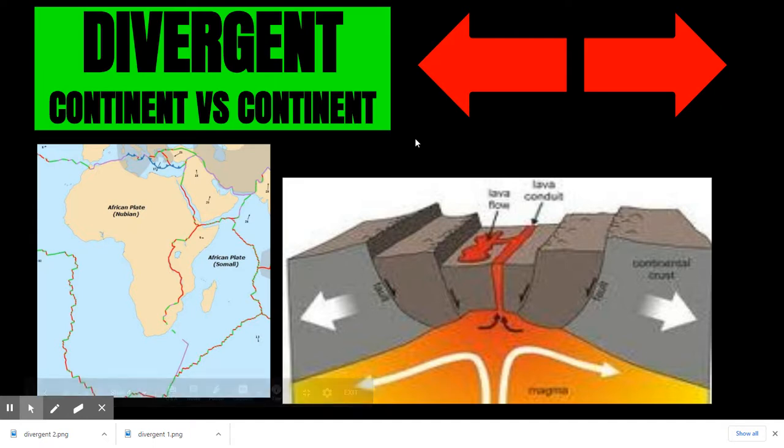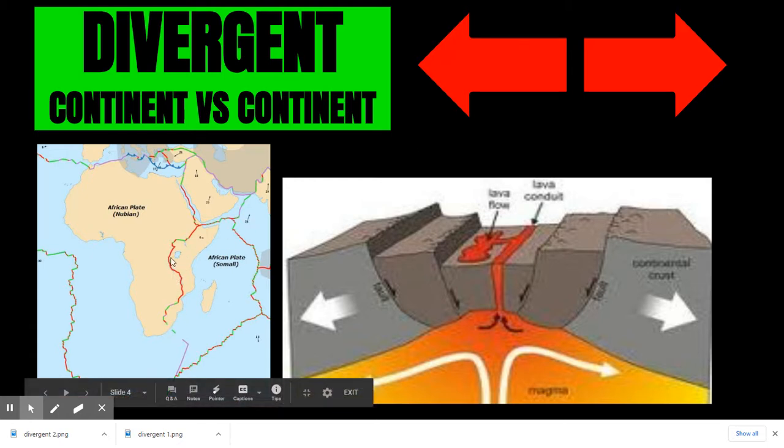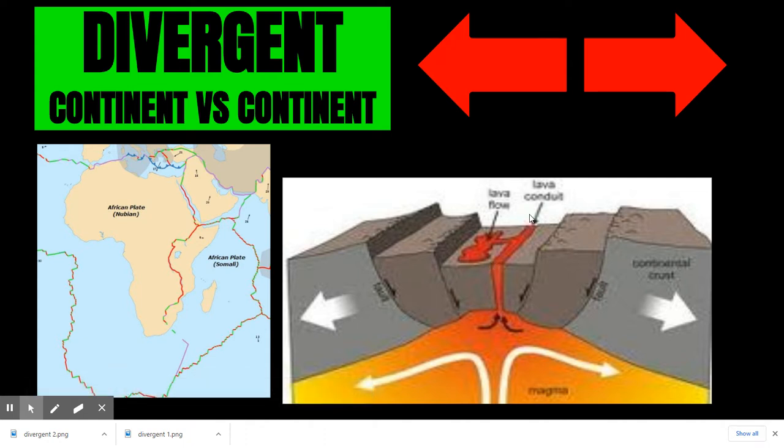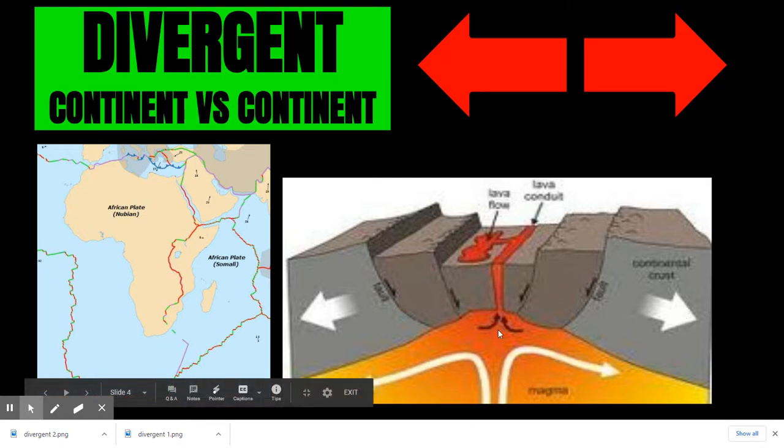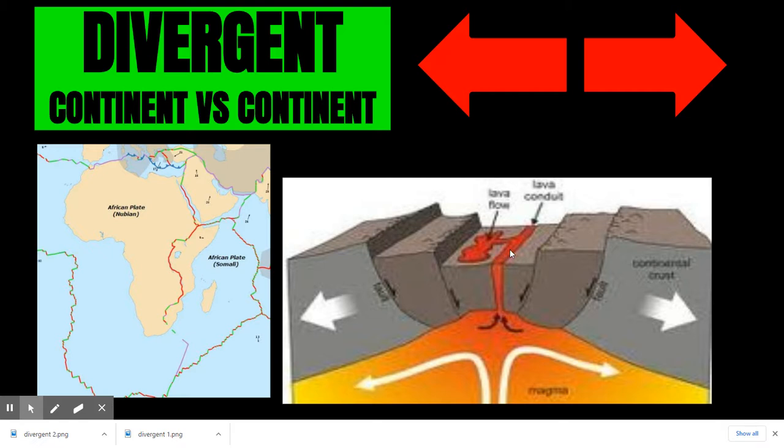So now let's talk about divergence that occurs on continents, and it's rare if you look across the entire Earth. Most divergent boundaries are located underwater. However, we do see this divergent boundary occurring on the continent of Africa, which is going to tear Africa apart. So again, same concept going on. It's just there's no water on top here. One plate is moving to the left. One plate is moving to the right. Lava is then moving up into the space to make new crust.